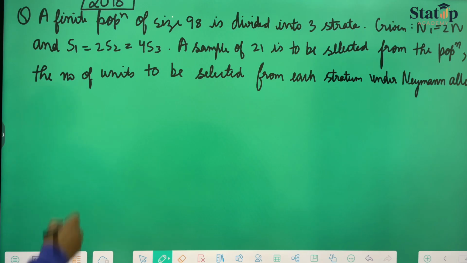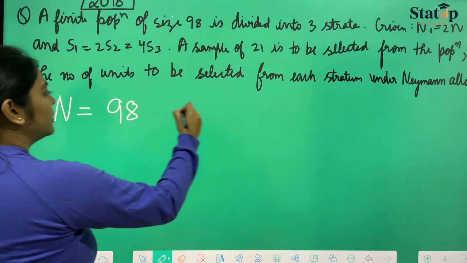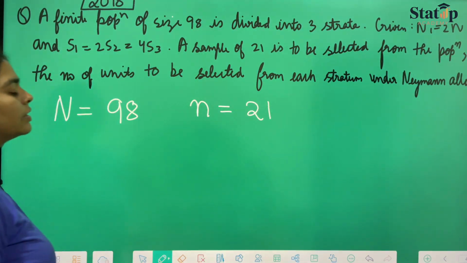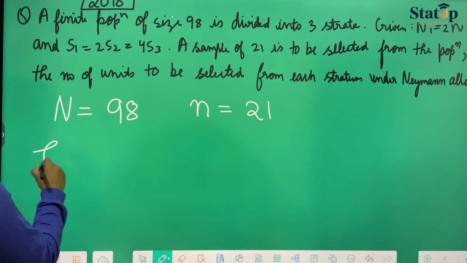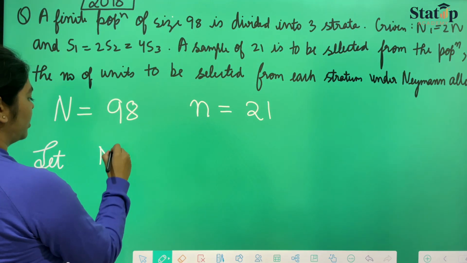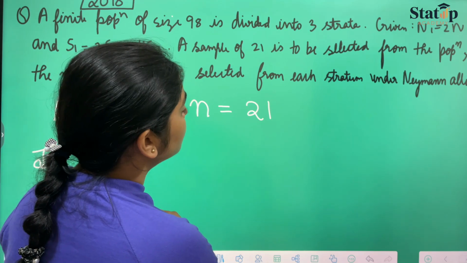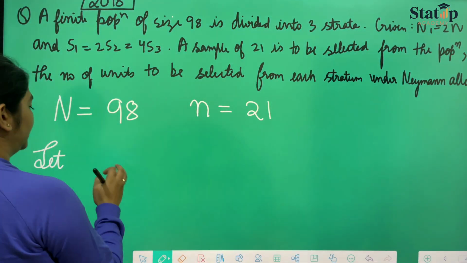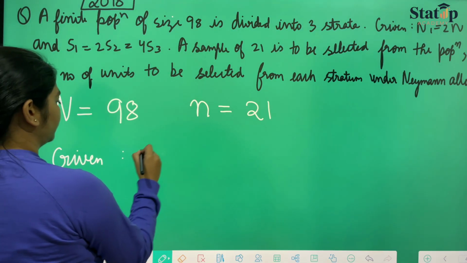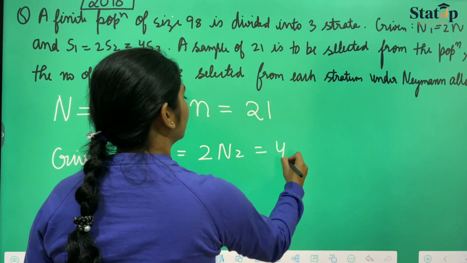So the population size, which is capital N, has been given as 98, and the sample size, which is small n, has been given as 21. Let us suppose we have been given n1 is equal to 2, n2 is equal to 4, n3.